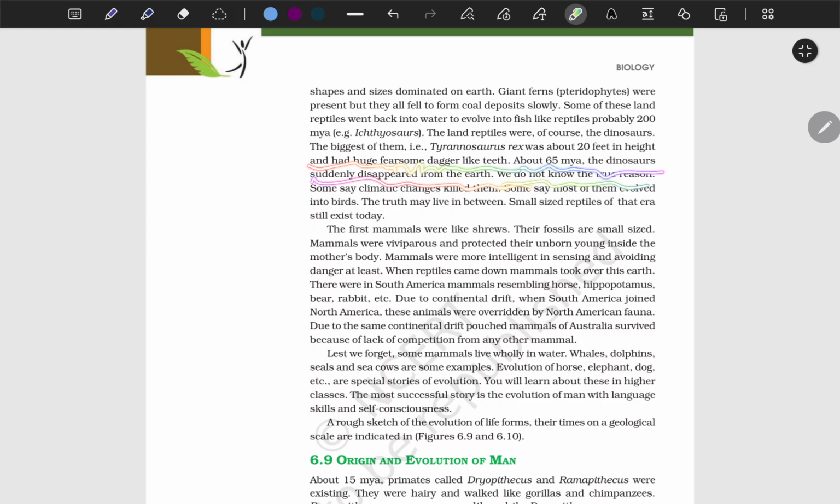We do not know the true reason. Some say the climatic changes killed them, some say most of them evolved into the birds. The truth may lie in between. Small-sized reptiles of that era still exist today.